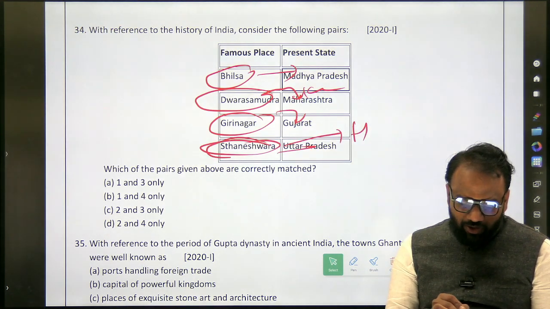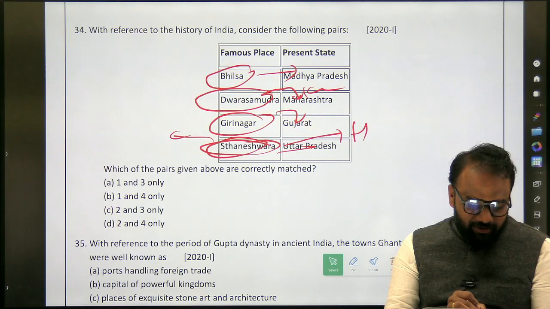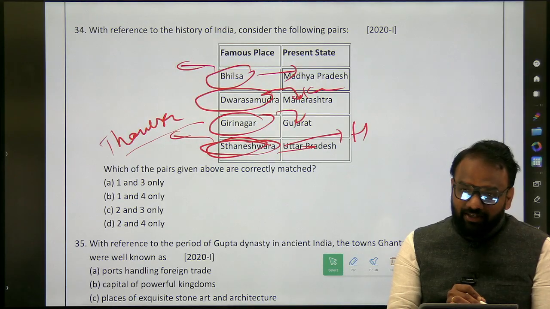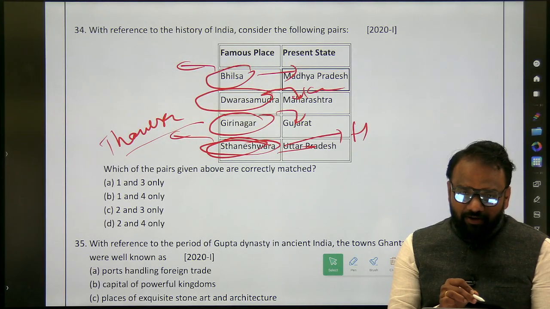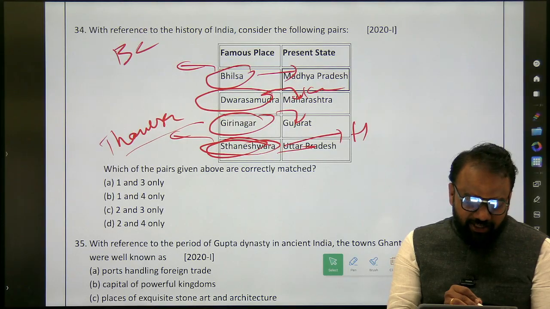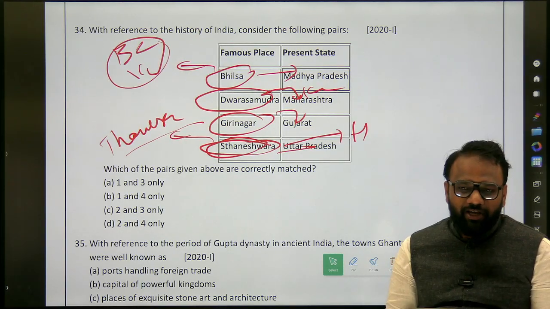So Staneshwar is also called by another name. What is that? Thane Sar. Okay. Bilsa is called by an alternative name. Yes, Vidisha. Next, Besnagar. So these are different names. Besnagar, next Vidisha, all these things we should be aware of.